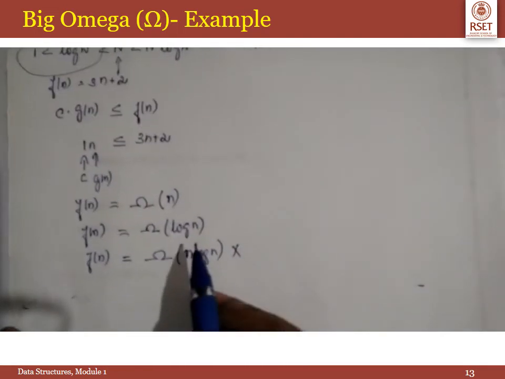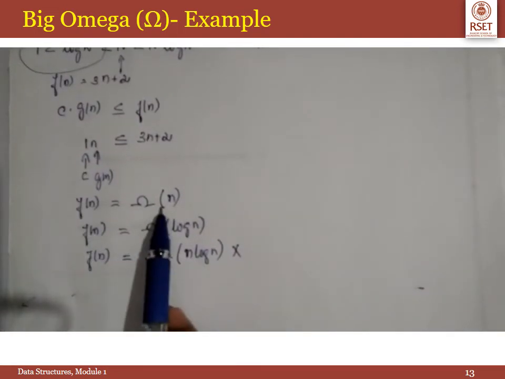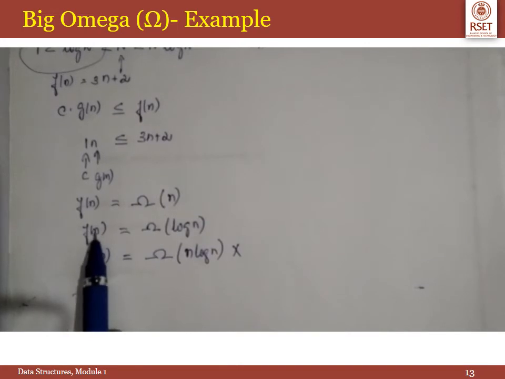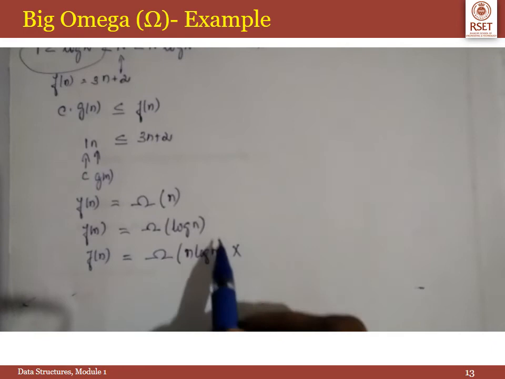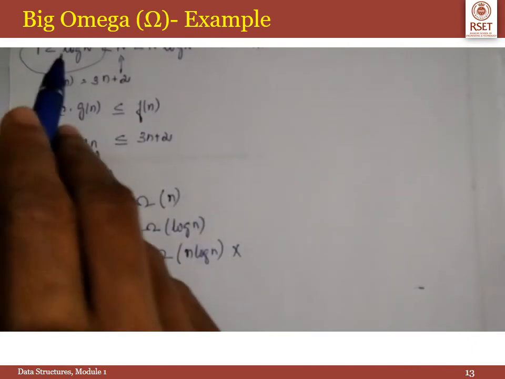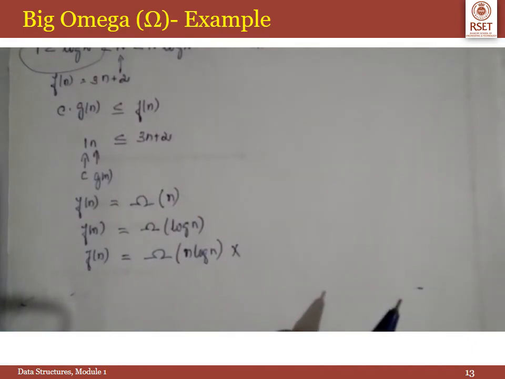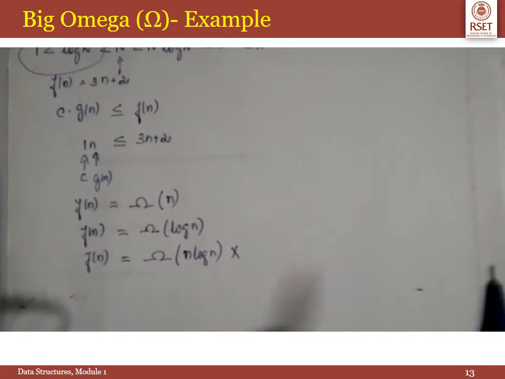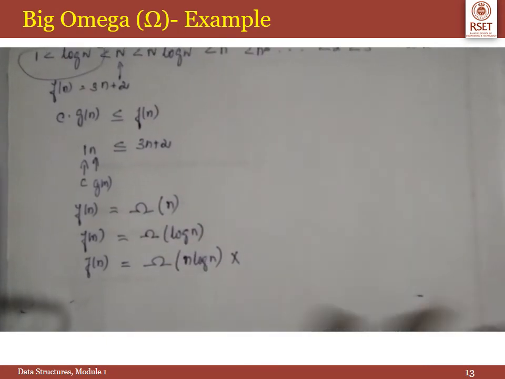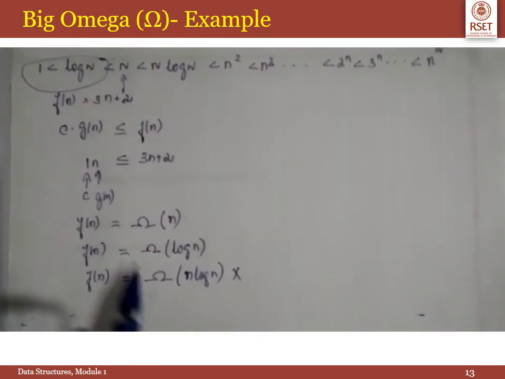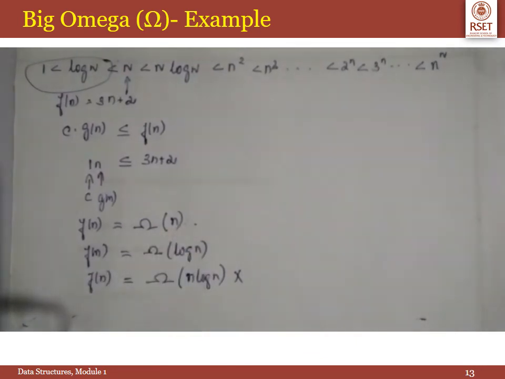Even so, if I write f of n equal to omega of n, I can also write it as f of n equal to omega of log n, or even f of n equal to omega of 1. All are correct. But the apt, or more appropriate, one is the one which is closest, that is f of n equal to omega of n.